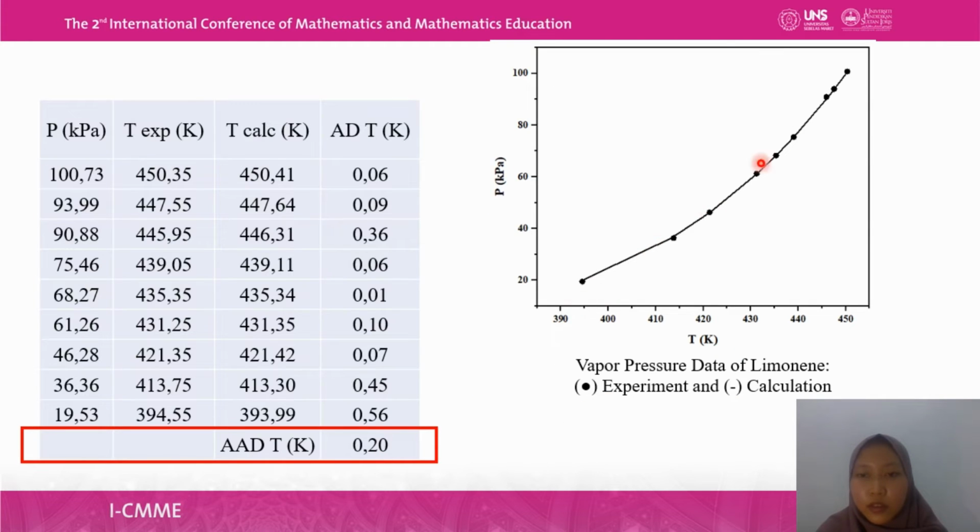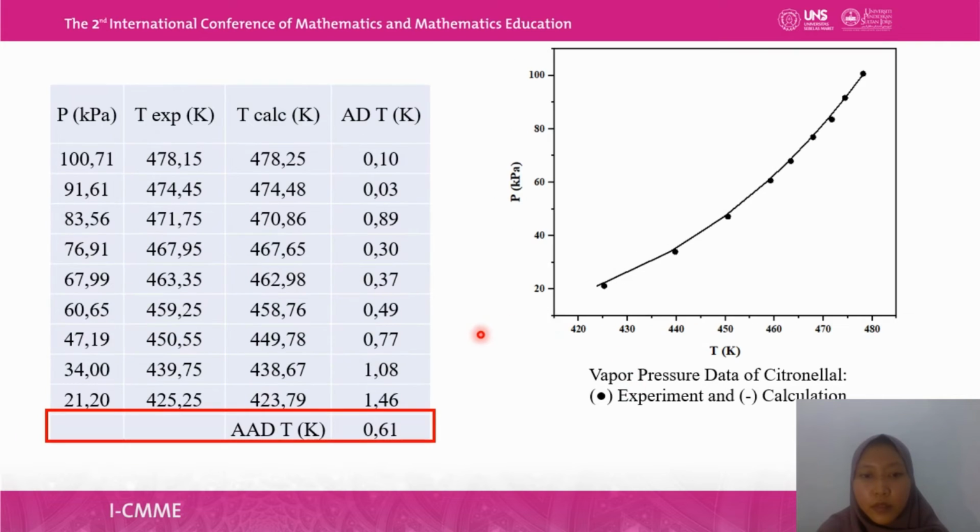Okay, this is the graph of vapor pressure data of limonene with the average absolute deviation temperature of 0.2. And this is the vapor pressure data of citronellal with average absolute deviation temperature 0.61.